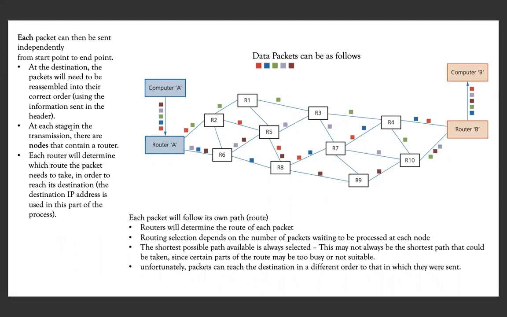At each stage in the transmission, there are nodes that contain a router like this. Each router determines which route the packet needs to take in order to reach its destination. The destination IP address is used in this part of the process. So again, I'm consulting the header information. In this case, that's the IP address.